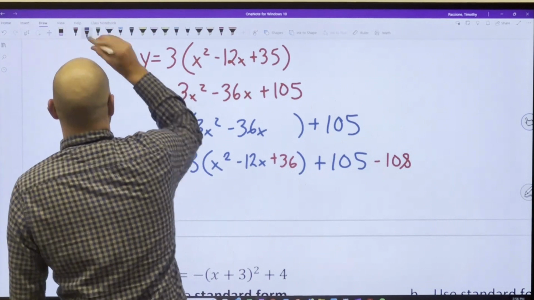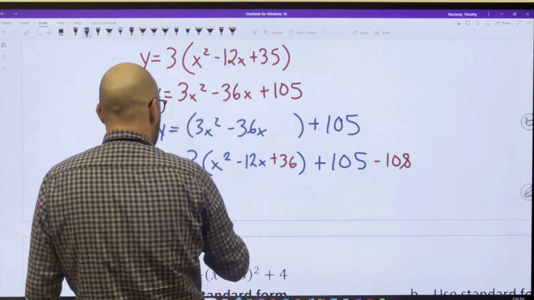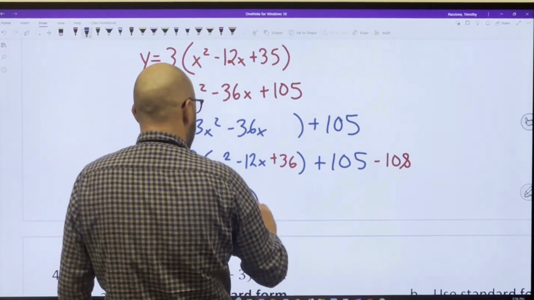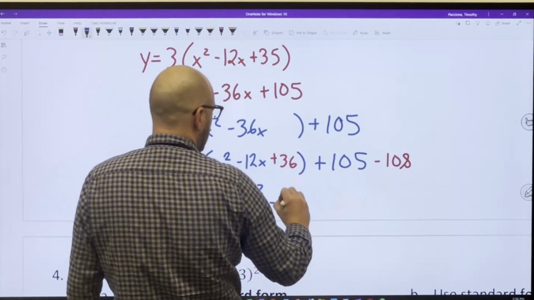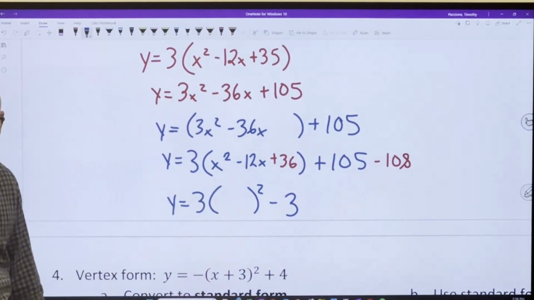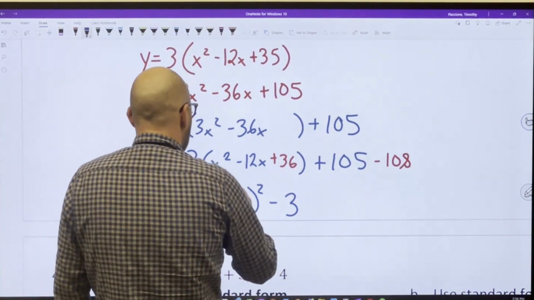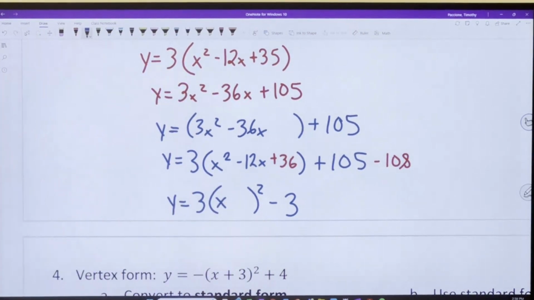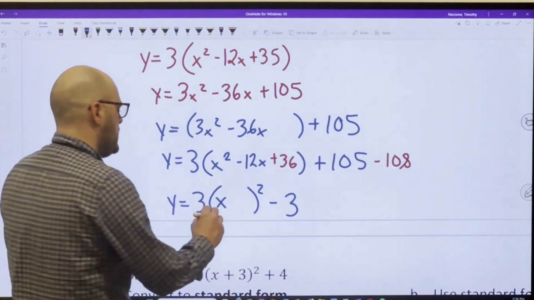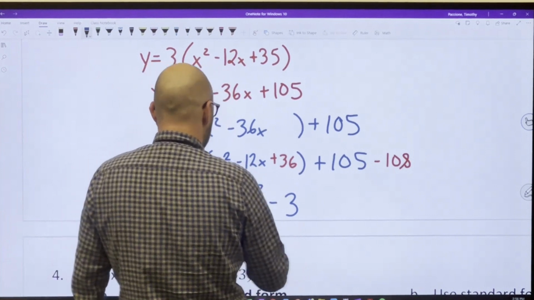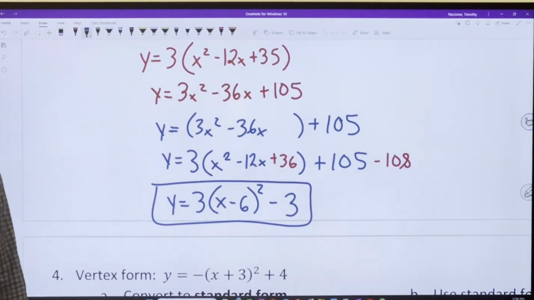So I end up with y equals 3. This becomes the perfect square. And then over here I have minus 3. And then in the perfect square, I always put x, and then b divided by 2, which is negative 12 divided by 2, which is negative 6. And that gets me to the same vertex form. Okay?